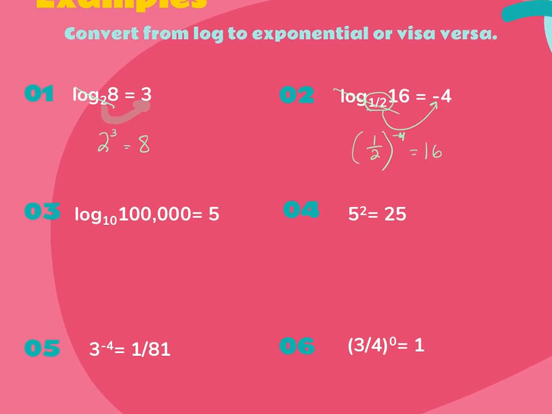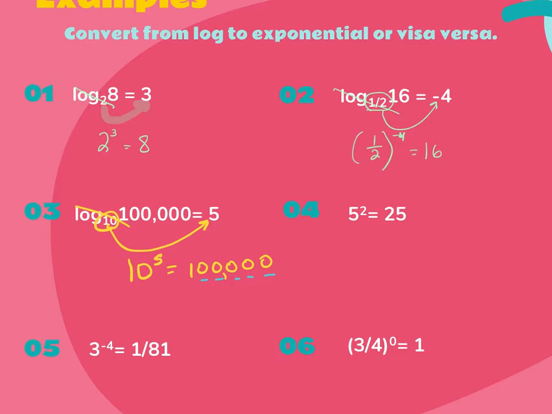For 3, the 10 comes over and picks up the 5, drops off, leaving the 100,000. Note that 10 to the 5th means there are 5 zeros. That's going to help us out a lot in the future. So 10 raised to whatever power, that power is how many zeros are in my answer.